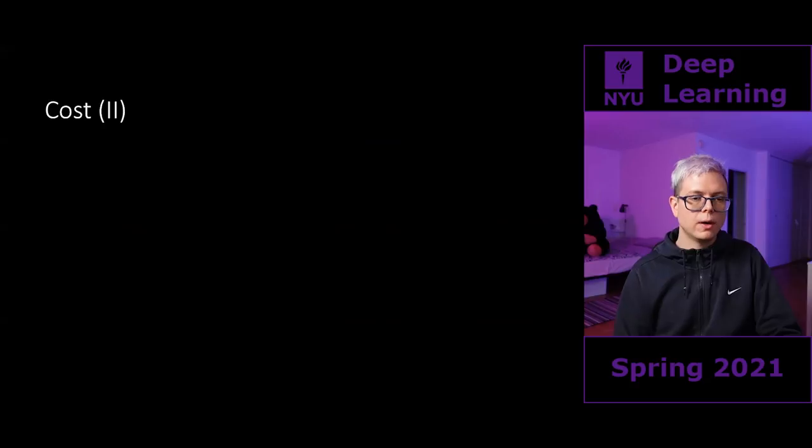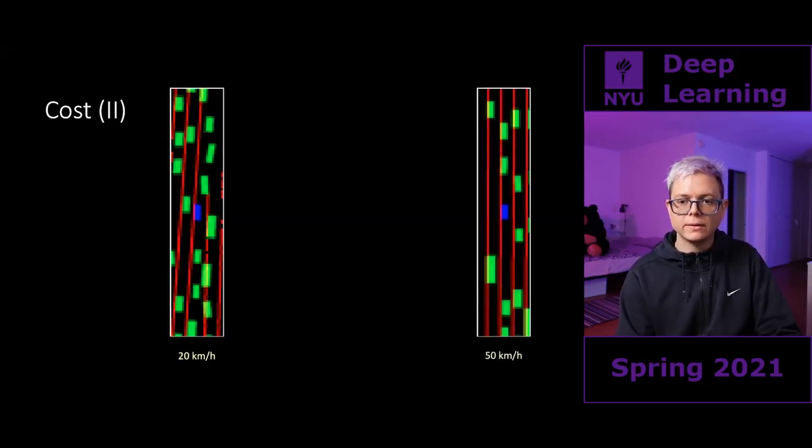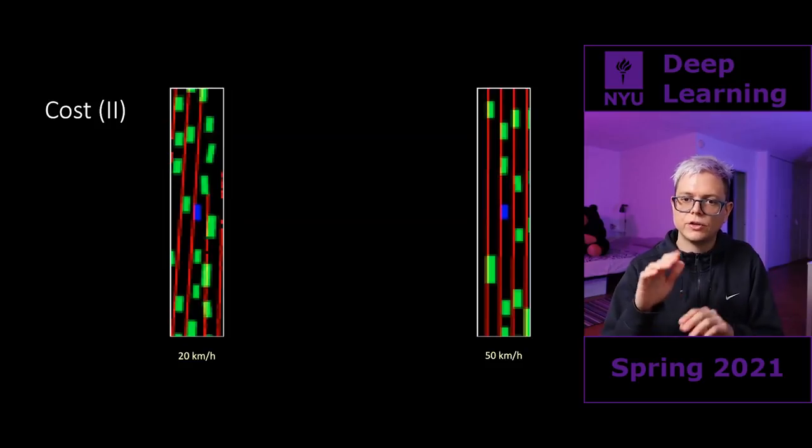Cool. So how do I actually do this in practice? Well, let's have a look here. On the left-hand side, you're going to see a situation where my blue car, my ego car, is moving at 20 kilometers per hour. And on the right-hand side, instead, you're going to see a similar situation where my speed is actually 50 kilometers per hour. Because as you can tell, there is a larger distance between all the vehicles.